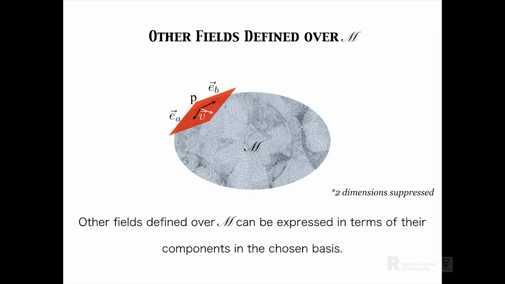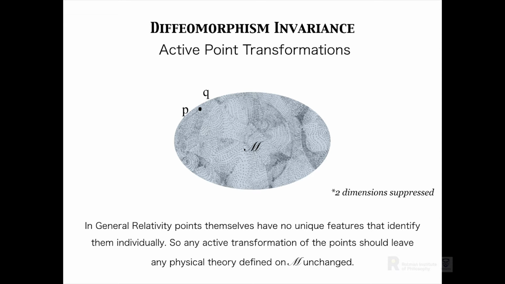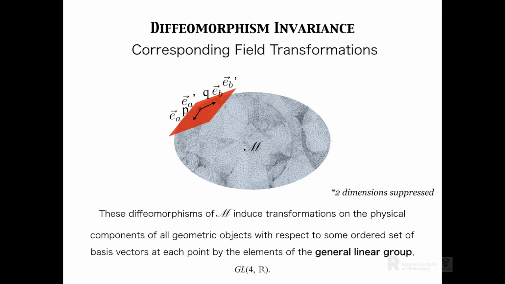Now, all the other fields defined on M can be expressed in terms of their components with that chosen basis. Now, we know that in general relativity, there is nothing that individuates the points of the manifold from one another. So if you do an active transformation of the points, whatever laws or physical theories you have on M should be unchanged. Now, the diffeomorphisms, these transformations of points on M, also induce transformations of the components of all the geometric objects with respect to the ordered set of basis vectors which you chose. And they induce these transformations as elements of the general linear group.